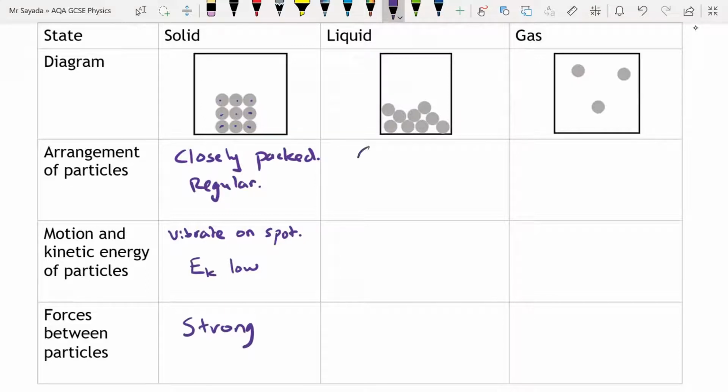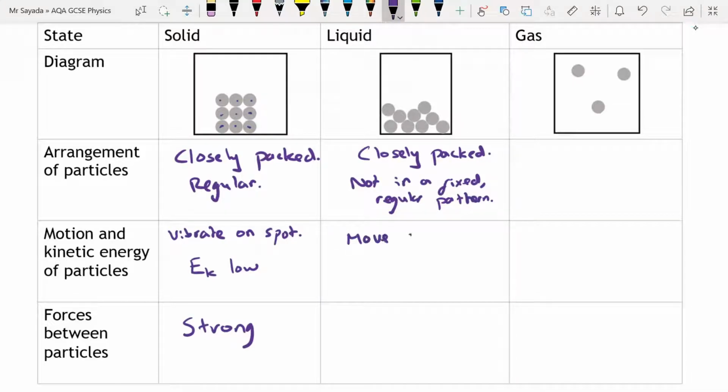In a liquid, the particles are still closely packed, but they're not in a regular pattern. They're not in a fixed regular pattern, but they are still closely packed. Their motion, they can move around, so they're free to move around. And their kinetic energy is higher than in a solid. And the forces between the particles are weaker than in a solid. And that's why the particles can move around.